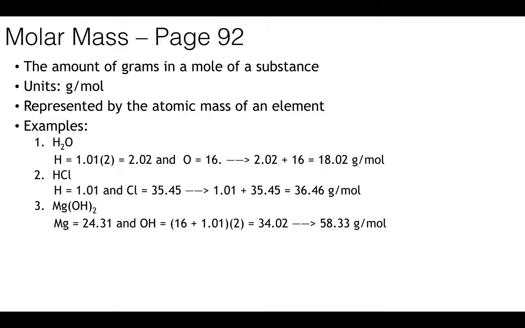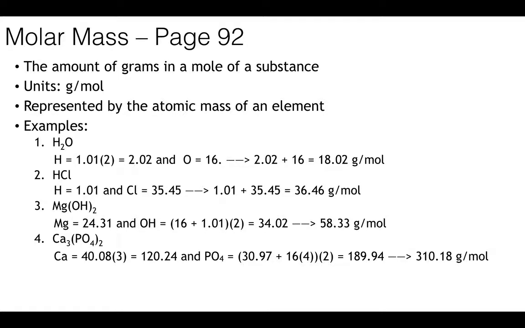And now we have calcium phosphate. So calcium has a molar mass of 40.08, and we have 3 of those to give us a total mass of 120.24 for calcium. Again, PO4 is in parentheses, so we're going to treat it as one thing.